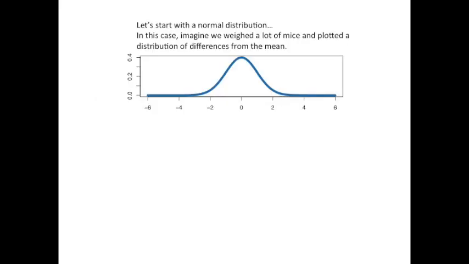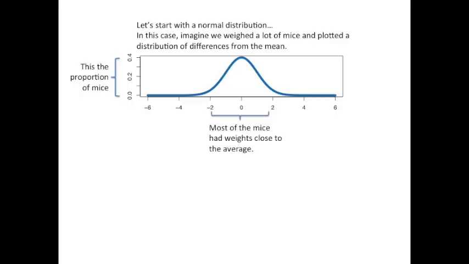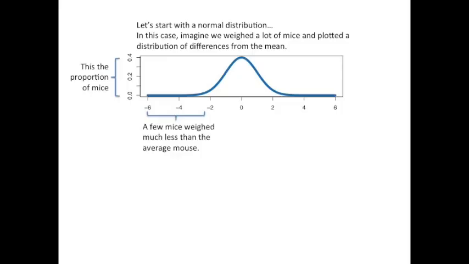Let's start by considering a normal distribution. In this case, we can imagine that we weighed a lot of mice and plotted the distribution of differences from the mean. The y-axis is the proportion of the mice that we weighed, and the x-axis is the difference from the mean. Most of the mice had weights close to the average. A few of the mice weighed much less than the average mouse, and a few other mice weighed much more than the average mouse.